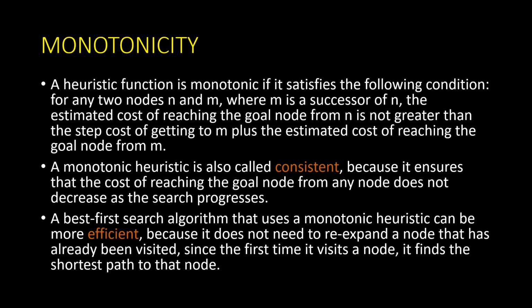And next, the monotonic heuristic is also called consistent because it ensures that the cost of reaching the goal node from any node does not decrease as the search progresses. The best first search algorithm that uses a monotonic heuristic can be more efficient. The best first search is already efficient, and with a monotonic heuristic function it will be more efficient because it does not need to re-expand a node that has already been visited. Since the first time it visits a node, it finds the shortest path to that node, as we have seen in the example.